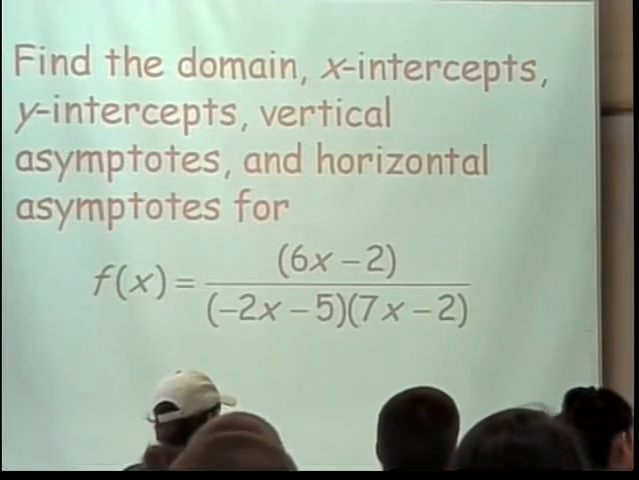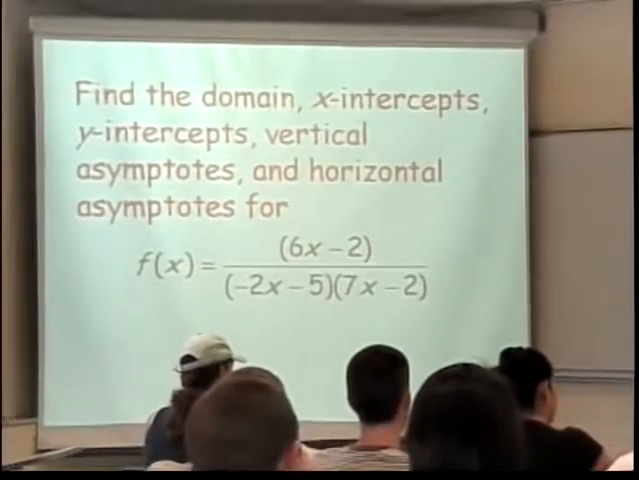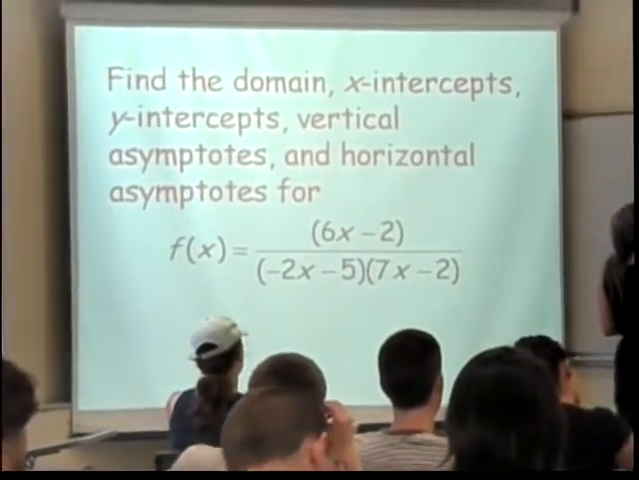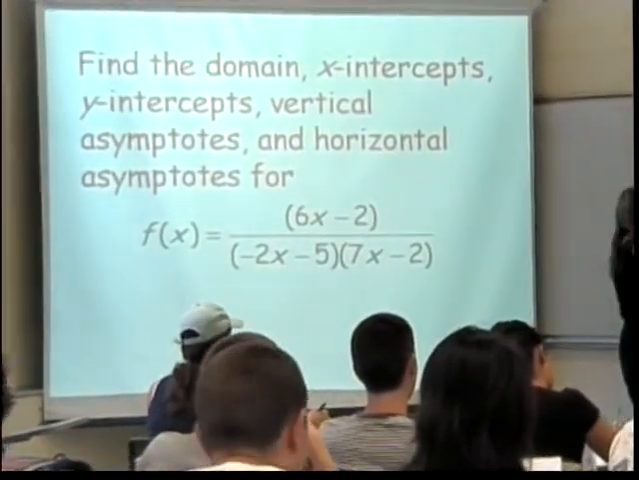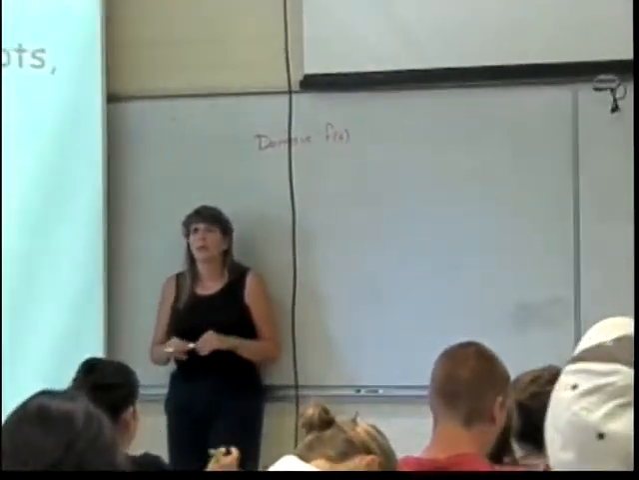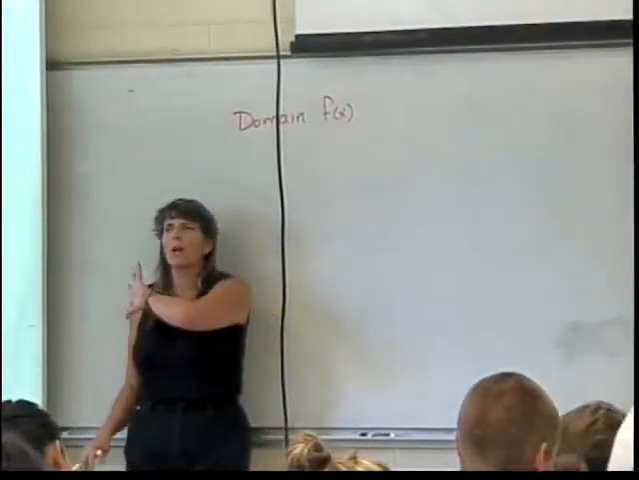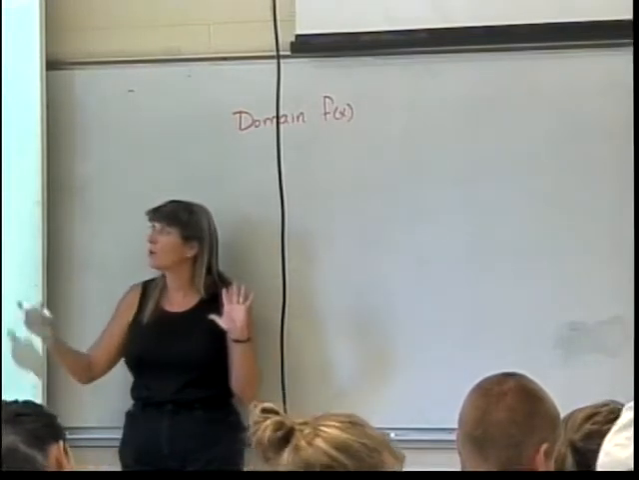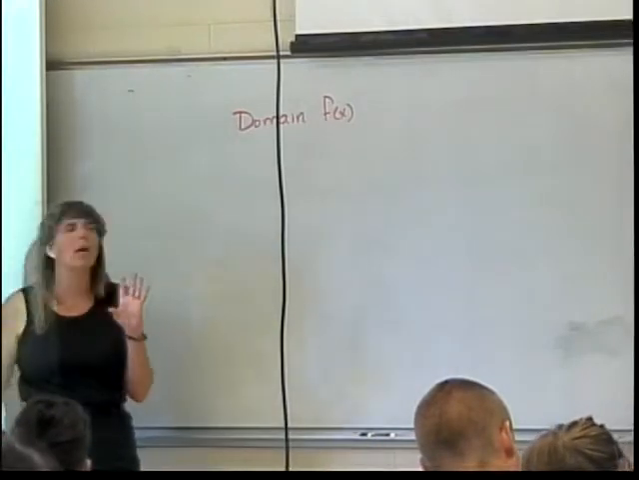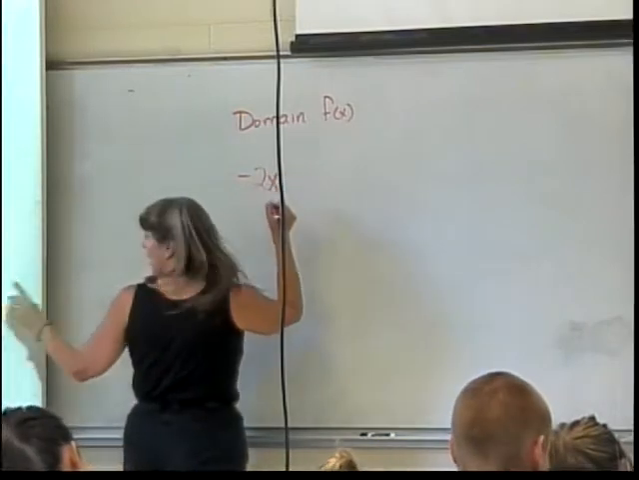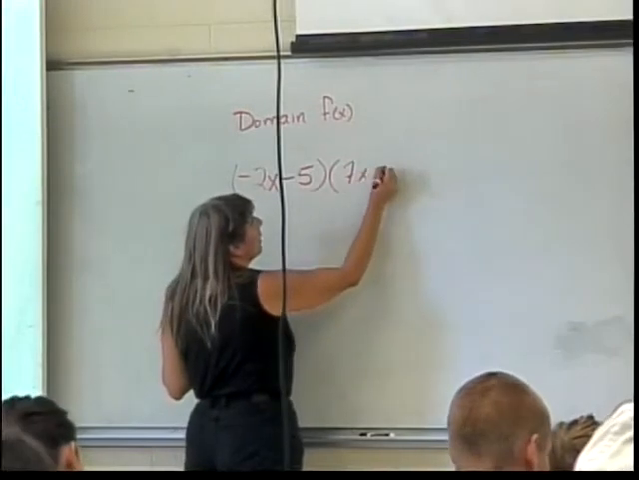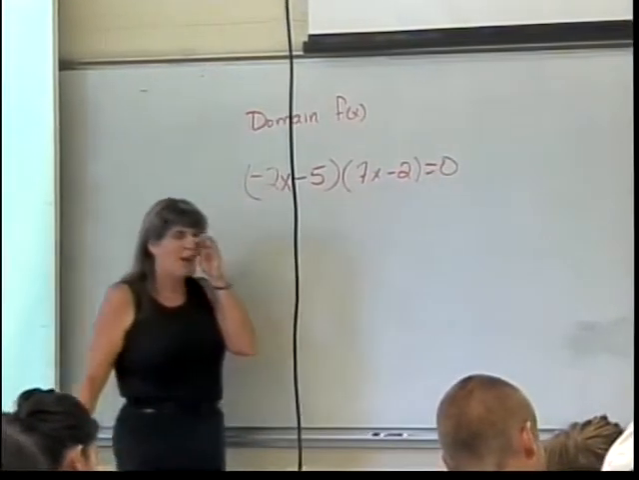So let's just start with this rational function right here. How do I find the domain of a function? Use your 5 questions. The domain questions work for any function we get in this class. So here's my rational function. The first question is, does it have a denominator? And the answer is yes. So I take my denominator, negative 2x minus 5 times 7x minus 2, set it equal to 0, and solve.